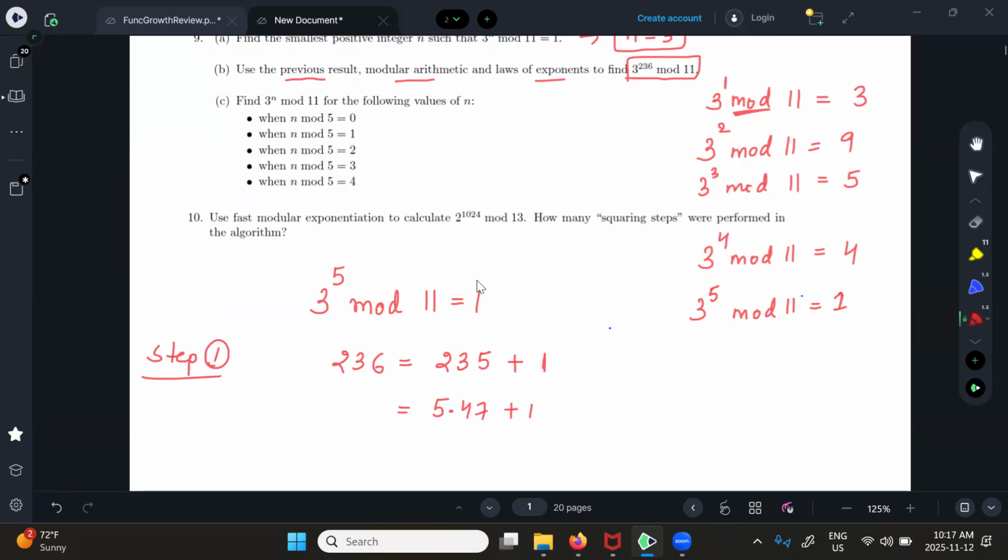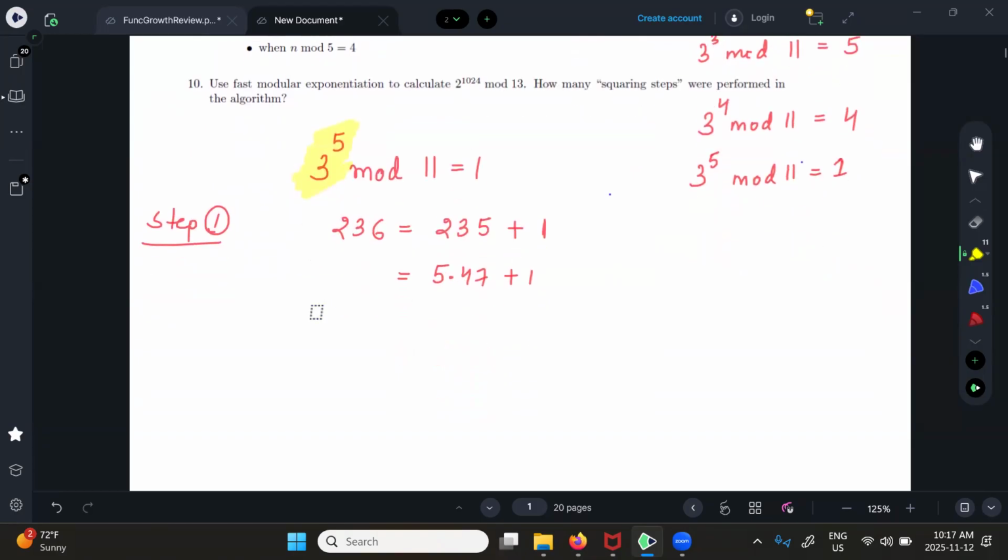Why are we so focused on 5? This is the trick that we have to be very comfortable with. We are focused on 5 because 3 to the power 5 will become 1 eventually, right? So if I have 236, now step 1 is done. So we move back to step 2.